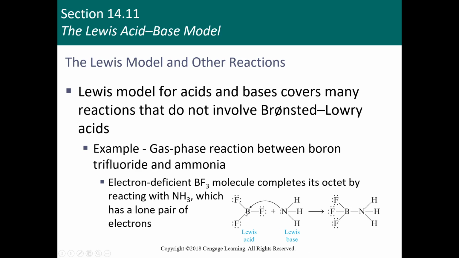We have BF3. This has a very positively charged boron right here. This can accept a lone pair of electrons, so it is a Lewis acid. This right here, ammonia, can donate a lone pair of electrons, so this is a Lewis base. You get this reaction right here. Congratulations, you've just done a Lewis acid and base reaction. And we're getting ready for organic chemistry right here.